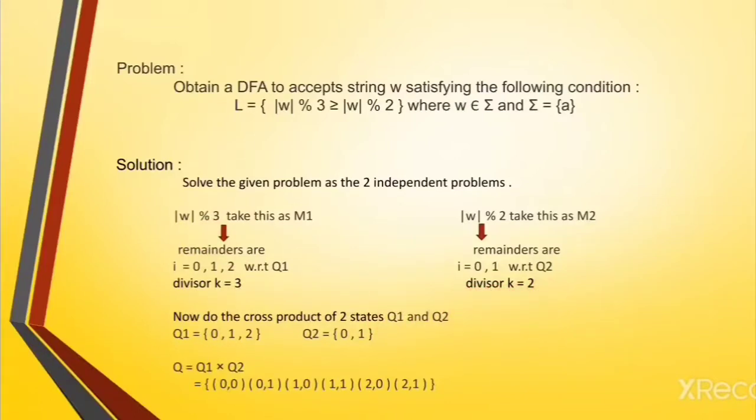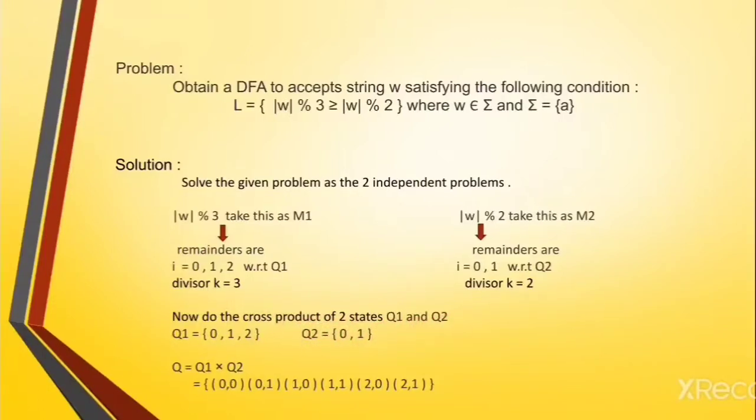Now we have to do the cross product of two states, that is q1 equals 0, 1, 2 and q2 equals 0, 1. After doing the cross product of the two states, q1 and q2, we get the required set of states, that is 0,0; 0,1; 1,0; 1,1; 2,0; 2,1.